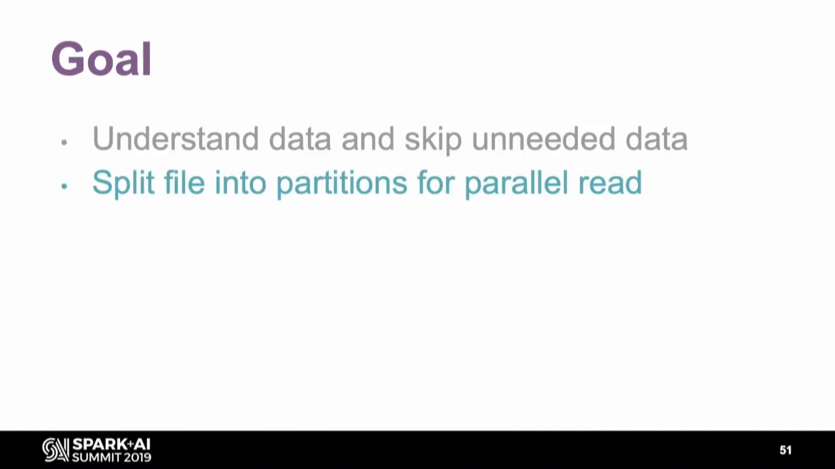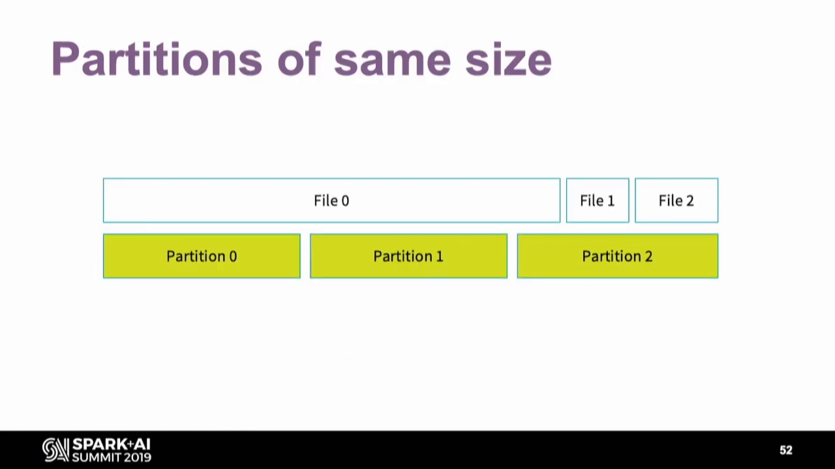Now we know how to read the data in a single thread. But to make the execution parallel, files should be split into partitions. The basic idea is to treat all the files as a whole and split them into partitions of the same size.